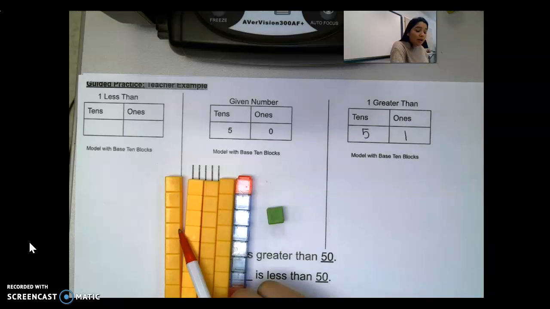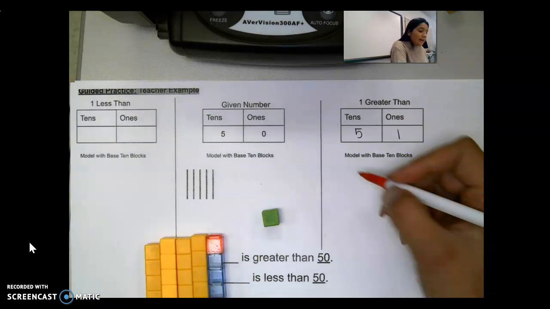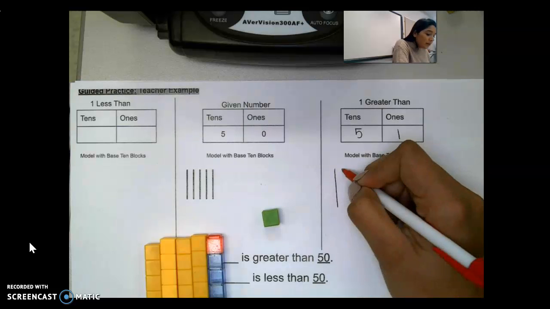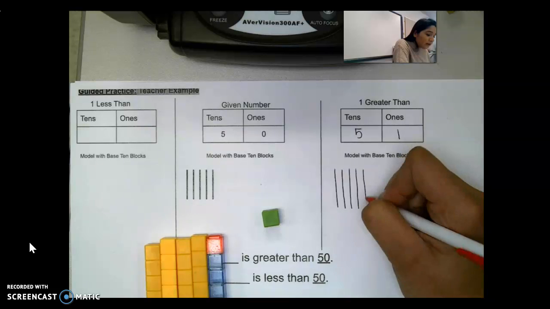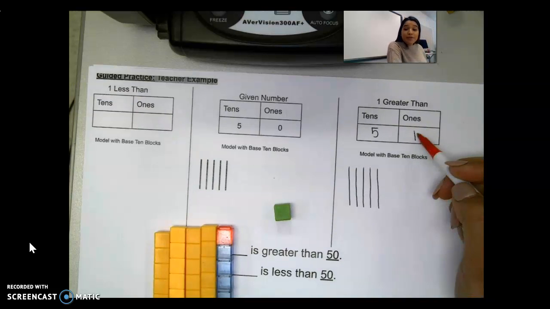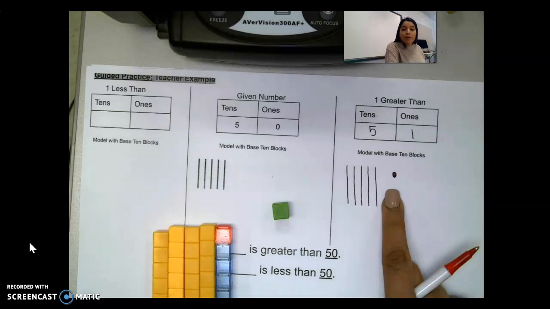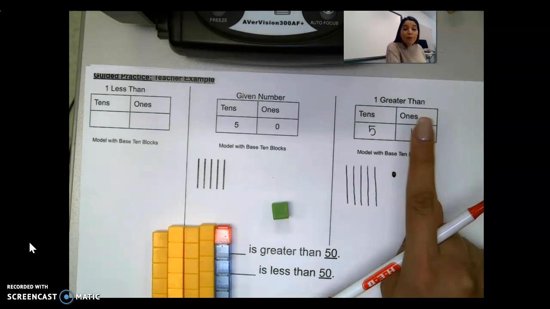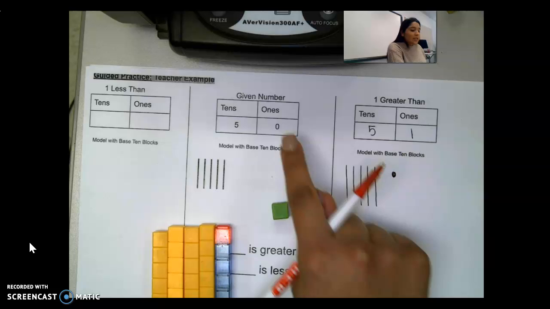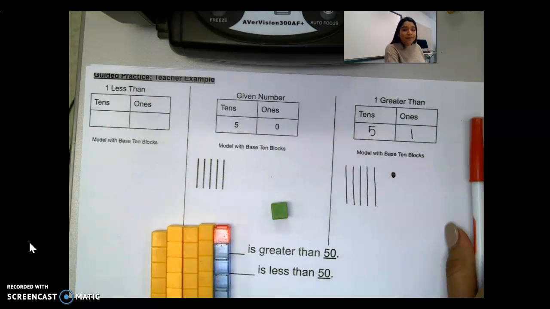So how we draw our 10 longs is a long straight line. So 1, 2, 3, 4, 5. And how we draw our ones is with 1 circle. Just with a circle. So I'm going to draw 1 ones. So here we have 1 more. So 50 plus 1 more is 51.